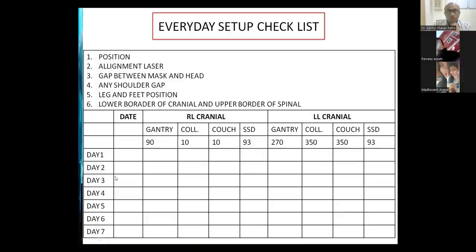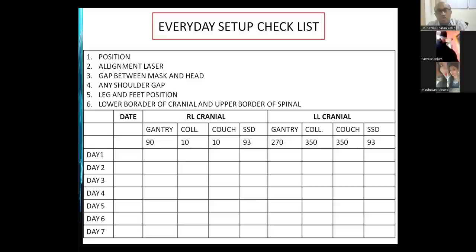Alignment of the laser, gap between the mask and head, any shoulder gap, leg fit position, lower border of cranial field, upper border of spinal field should be marked. And gantry rotation, collimator rotation, couch rotation, SSDs, everything should be ticked and marked, and this should be handed over to the technologist or the setup doctor who can do the proper setup. This checklist will decrease your daily errors.